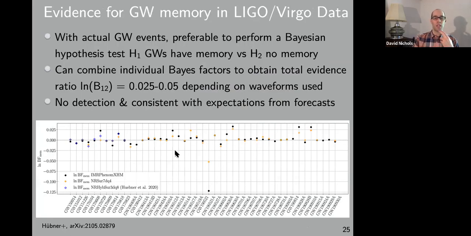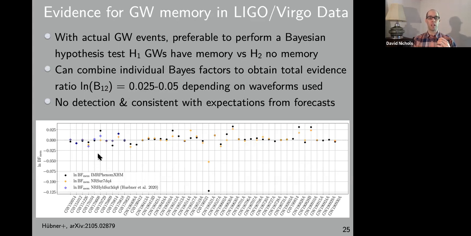So I'll just briefly mention that a different approach has been done by Hübner and collaborators, in which they've taken the actual gravitational wave events and done a hypothesis test. So computing this evidence ratio or Bayes factor for the hypothesis that the gravitational waves have memory versus they have no memory effect. And they found that the Bayes factor in favor of there being memory is quite small, so nowhere near the log 10 of this being 2 needed to claim a significant detection.